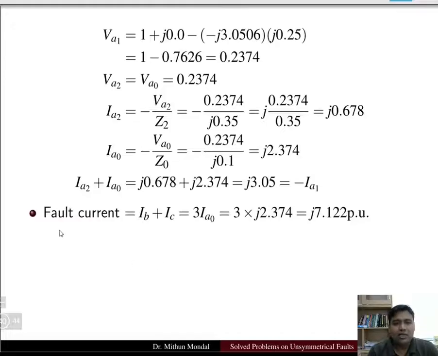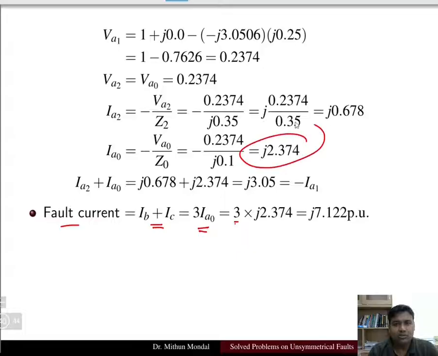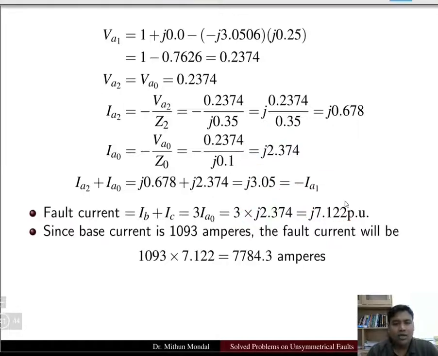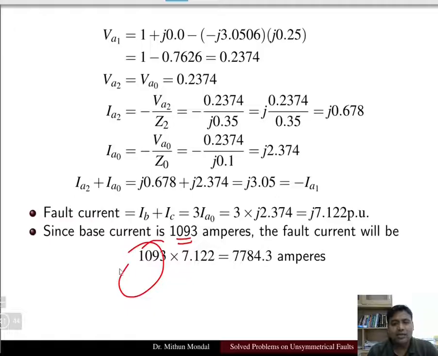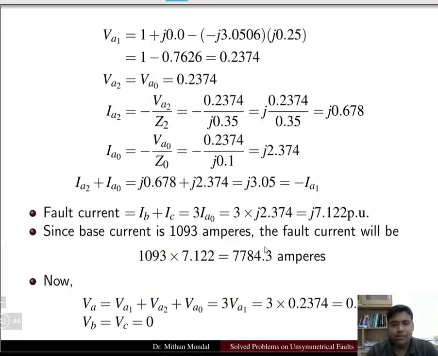Also, the fault current, which is the sum of IB plus IC, is equal to 3 times the zero sequence fault current. We have already found the zero sequence component. Substituting here, we will get a value of 7.122. Now the base current is 1093, so we multiply the base current with the per unit current that we have obtained. So we'll get the actual value as 7784.3 amperes.